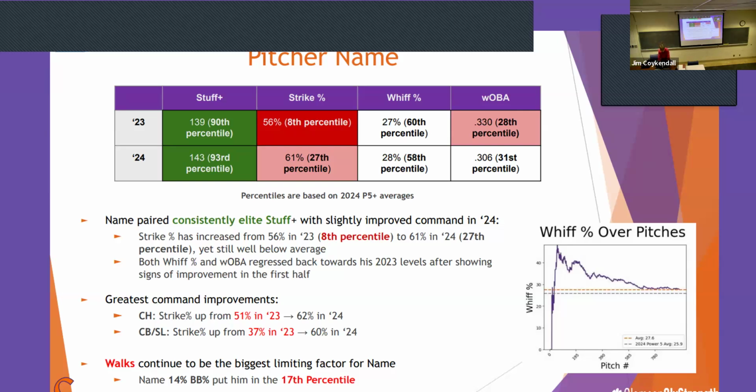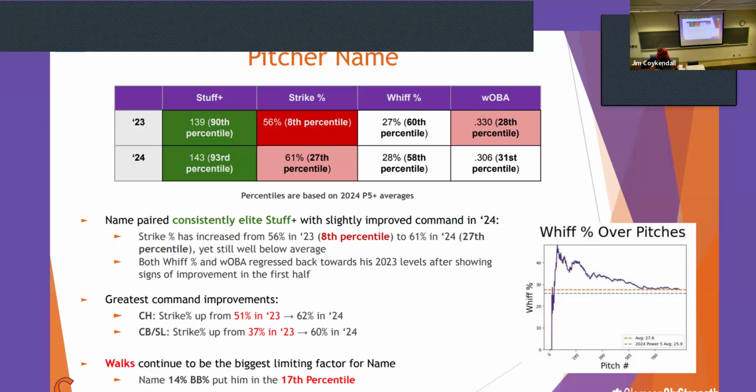To break these down, stuff plus is basically how well your pitches are moving and how well they're separating from one another. Strike percentage is how often you're throwing the ball for strikes. Whiff percentage is how often you're getting the batter to swing and miss at the ball. And wOBA is a way of calculating on-base average, but it's weighted differently, so home runs count for more than a single.